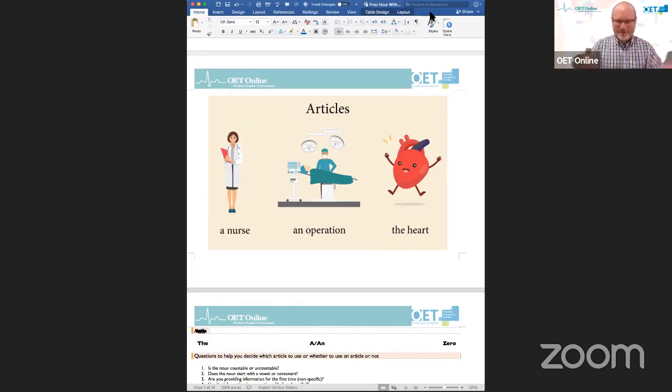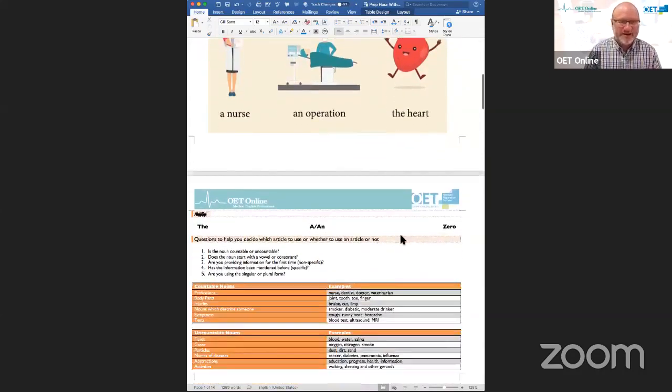So it's a nice little diagram we've set up there. We've got an image of a nurse here, a nurse. So we put an article because nurse is a countable noun. Perhaps a doctor is performing an operation. So we use the indefinite article "an" before the word operation. And then we have a body part, an organ. So for body parts, we use the definite article "the." And that's just the beginning. Let's dig a little deeper.